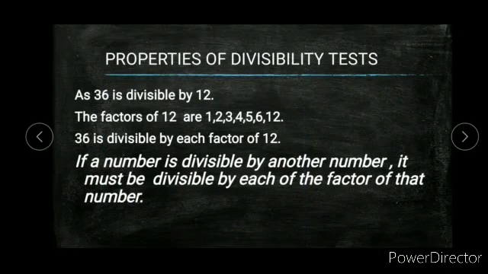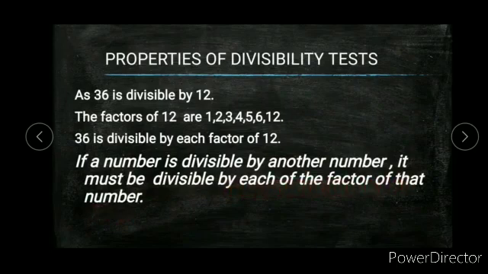Now let us see the properties of divisibility test, which will help us to solve the sums quickly. Now 36 is divisible by 12, right? So factors of 12 are 1, 2, 3, 4, 6 and 12. 36 will be divisible by each and every factor of 12. If 36 is divisible by 12, then the factors of 12 can divide 36 exactly. So if a number is divisible by another number, it must be divisible by each of the factors of that number.